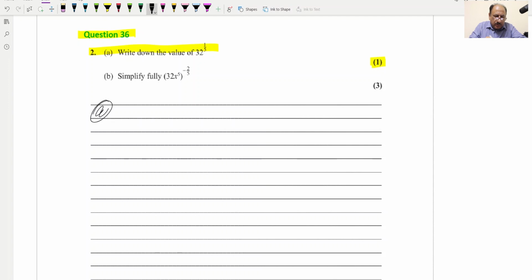So A part, we can write 32 raised to the power 1 by 5, which we can write as 2 raised to the power 5, whole raised to the power 1 by 5, and cancellations will result in the answer 2. This will be our final answer. This is for 1 mark.